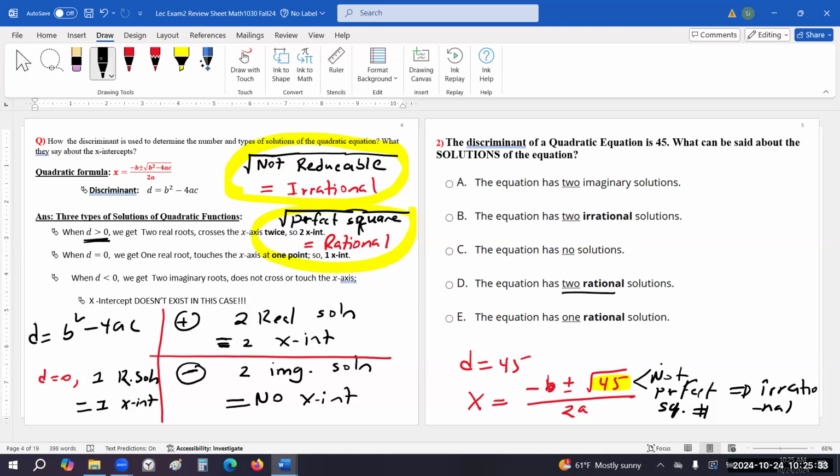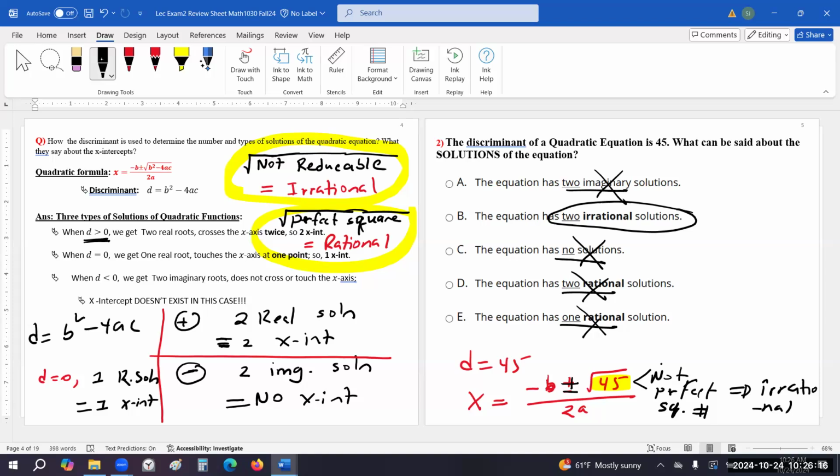Two rational, no. One rational, no. No solution, no. Two imaginary solutions, no. So we have two irrational solutions. Two, because one is plus and one is minus. And it's irrational because the number inside the radical is not a perfect square number. And it's not imaginary because in order to be imaginary, our discriminant has to be negative. But we have a positive discriminant. Okay.